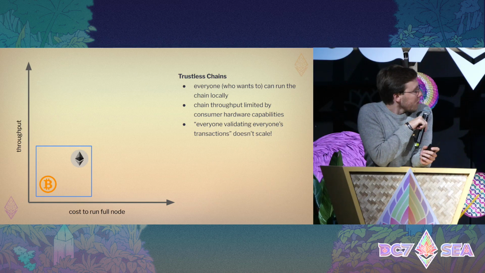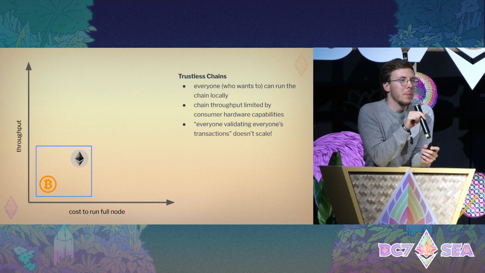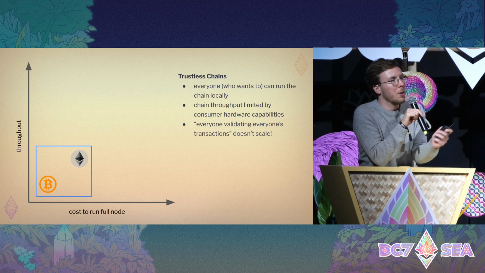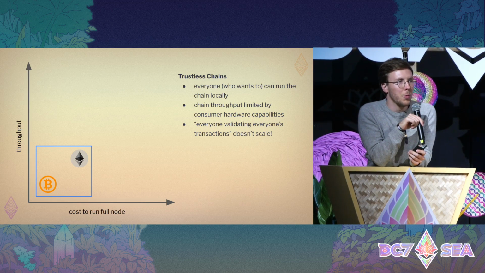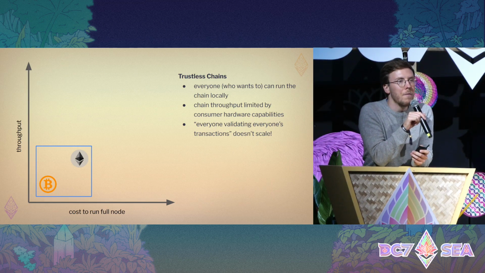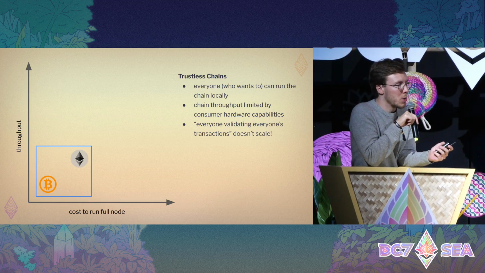In principle, the way I always think about scalability for blockchains is as this fundamental trade-off between the cost to run a full node and the throughput you get, right? Bitcoin and Ethereum are two early examples. Ethereum has more throughput than Bitcoin, but it's also a bit harder to run an Ethereum full node than a Bitcoin full node. I call these trustless chains because the important thing is that everyone on Earth who wants to can verify the chain. At least that is the goal, and we are sticking pretty close to that.